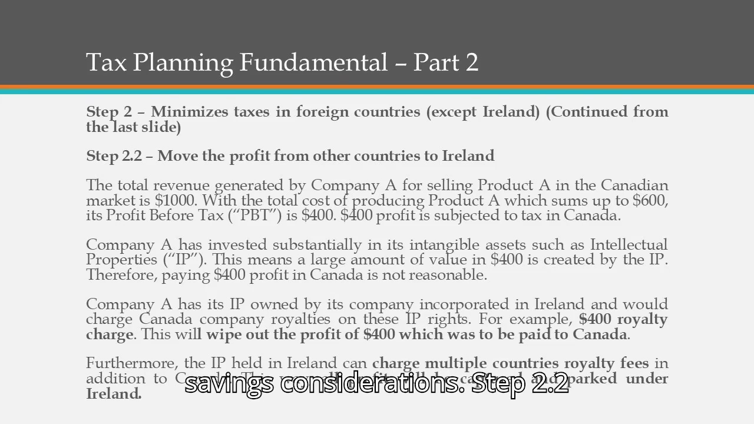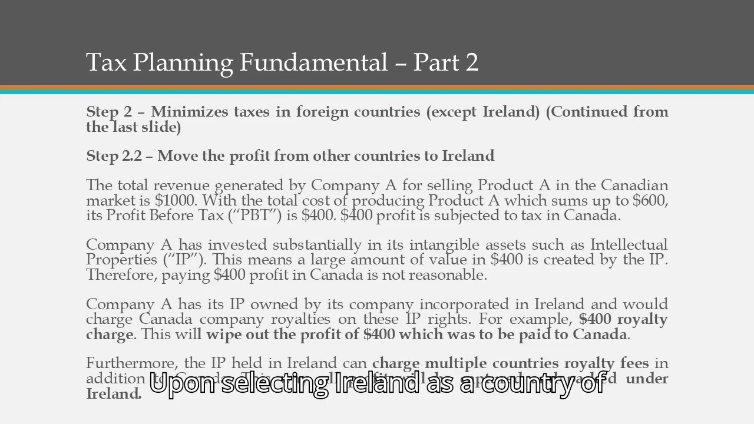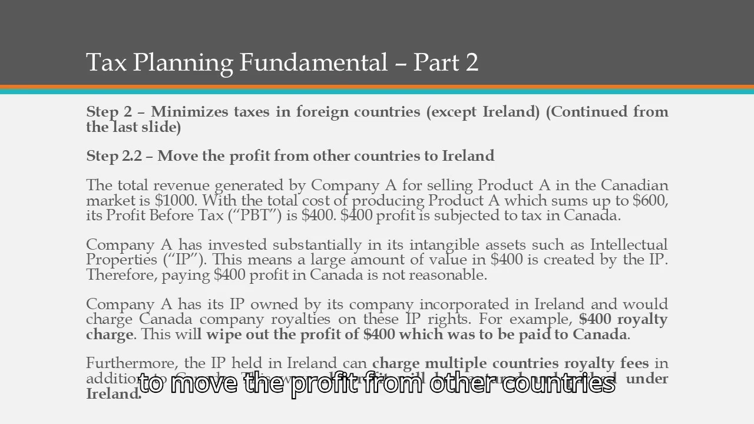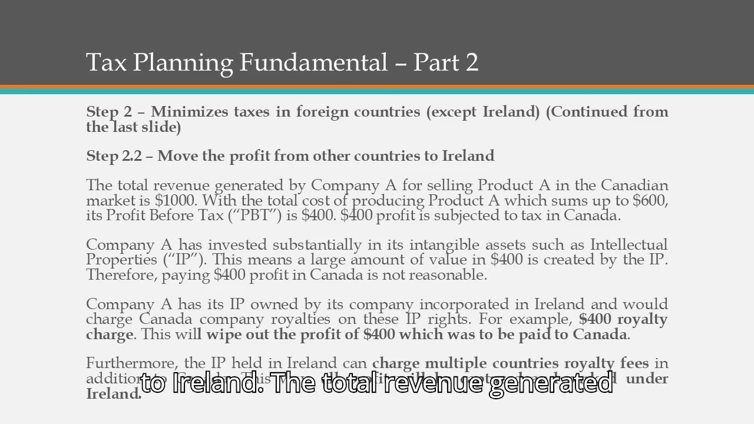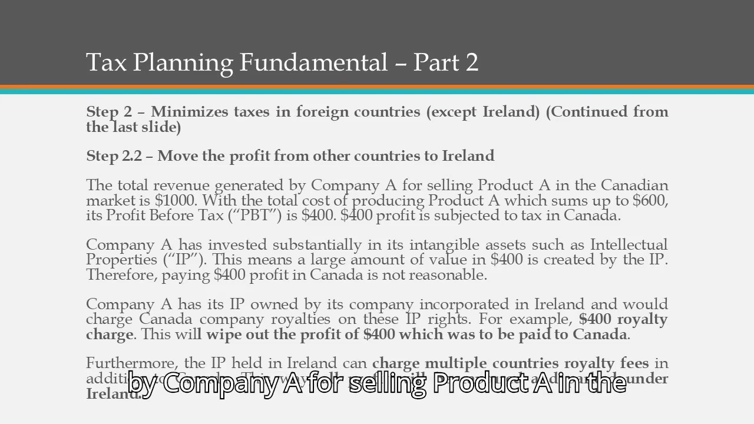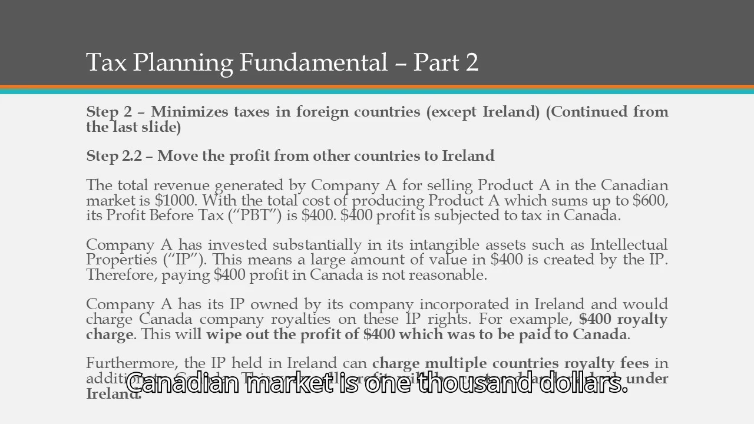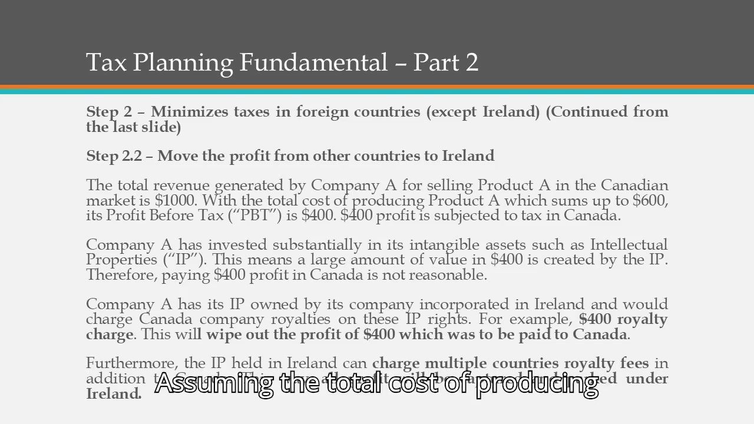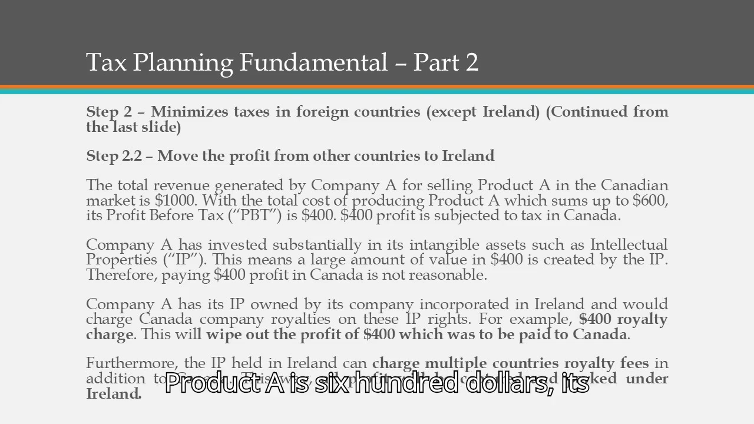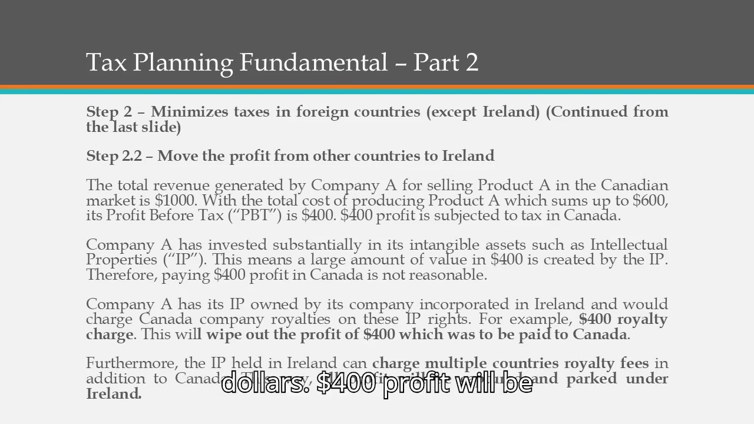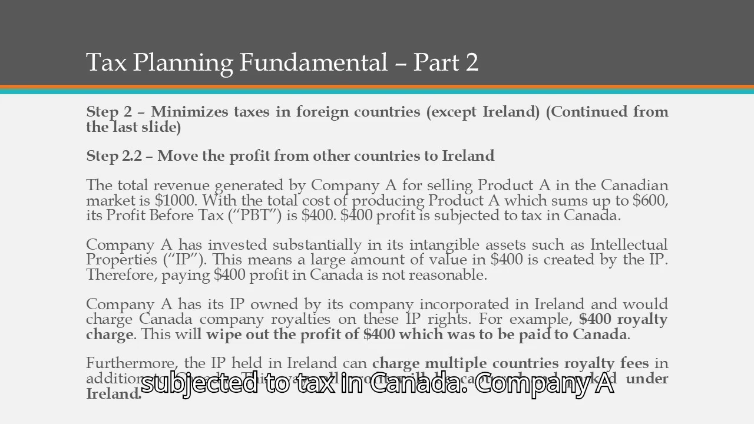Step 2.2. Upon selecting Ireland as a country of lower tax jurisdiction, the next step is to move the profit from other countries to Ireland. The total revenue generated by Company A for selling product A in the Canadian market is $1,000. Assuming the total cost of producing product A is $600, its profit before tax is $400. $400 profit will be subjected to tax in Canada.